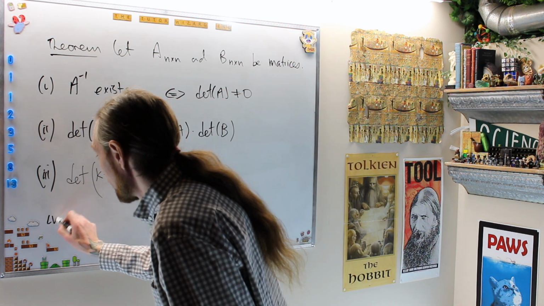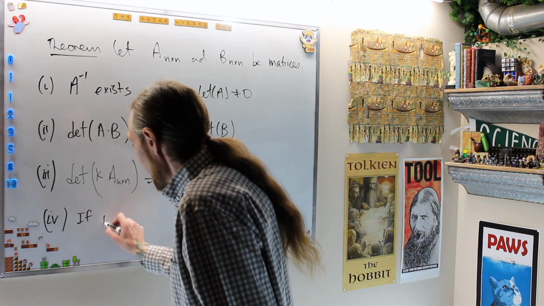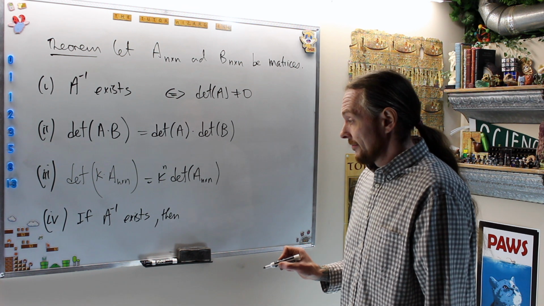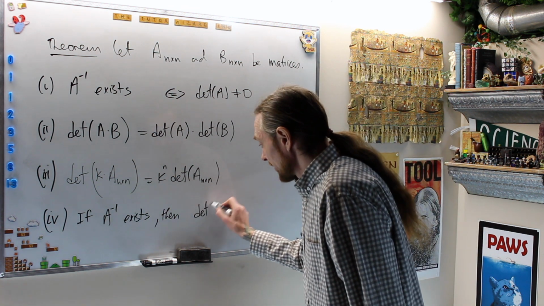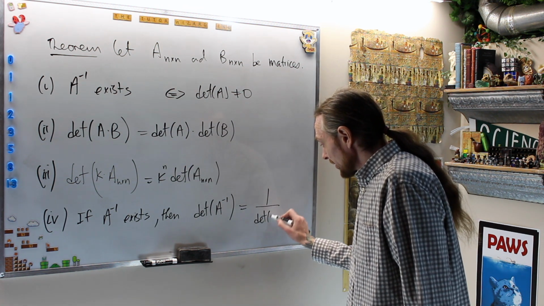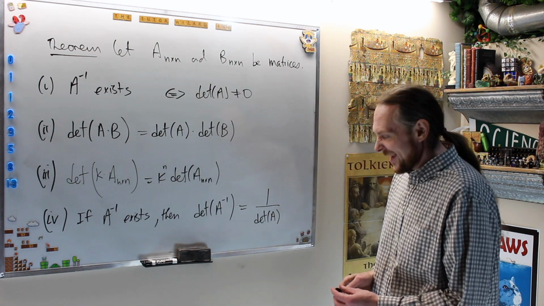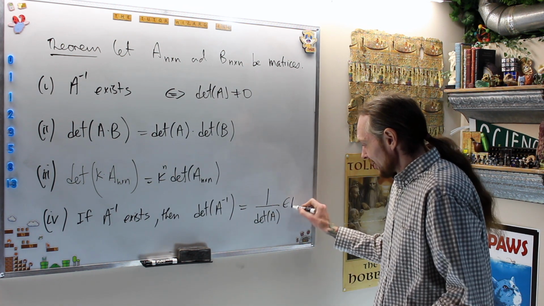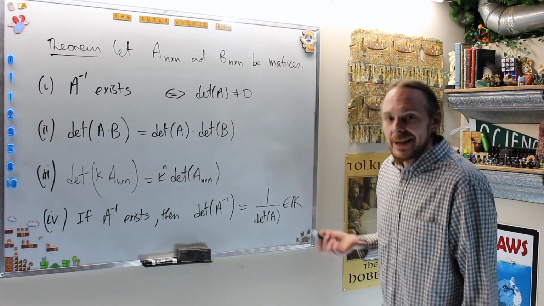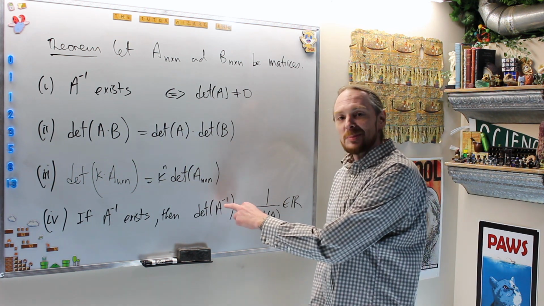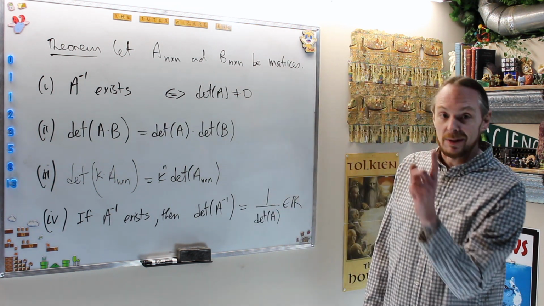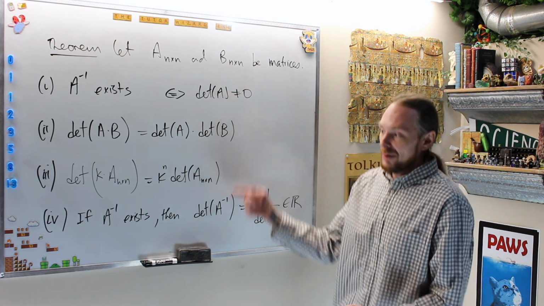And then for if A minus 1 exists, then the determinant of A minus 1 is equal to 1 over the determinant of A. This is kind of magical. Remember, in numbers, this is a real number. And that's the multiplicative reciprocal of the number determinant. And so it says the determinant of the multiplicative inverse of a matrix is the multiplicative inverse of the determinant of the original matrix. Properties.